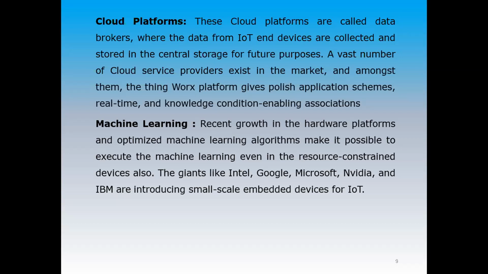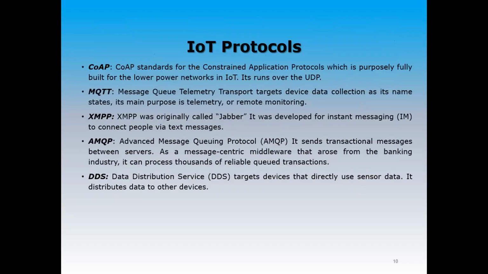So just a run through of the different IoT protocols. One is CoAP, Constrained Application Protocol, which is nothing but a compressed version of HTTP, we can say, and runs over UDP.